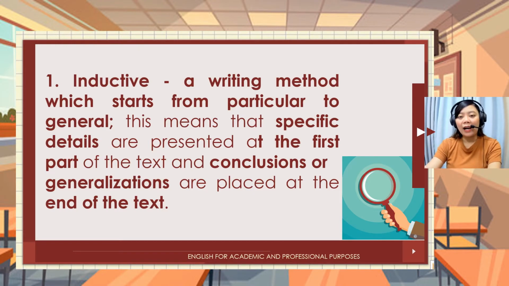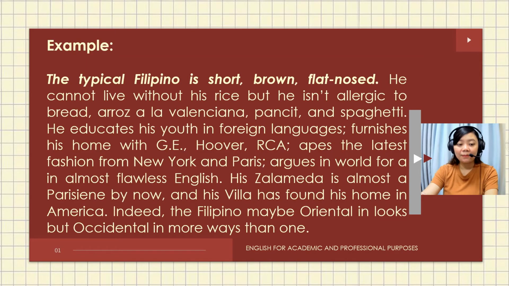So let's find out the placement of thesis statements in passages. In order for you to find the placement of thesis statements, you have to know the writing method used in a paragraph. The first writing method is the inductive method. In this writing method, it starts with a particular to general idea. This means that the paragraph progresses from specific details at first, and then the conclusions or generalizations are placed at the end of the text. Usually in this inductive format, we can find the thesis statements in literally the first part of the paragraph.